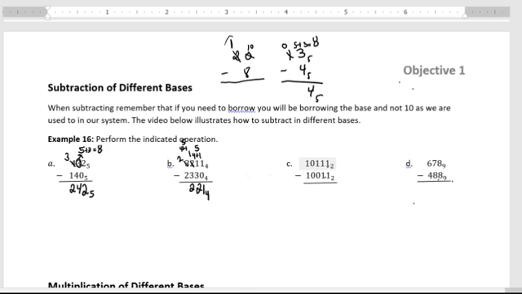So the next one we have 1 minus 1 is 0. 1 minus 1 is 0. 1 minus 0 is 1. 0 minus 0 is 0.